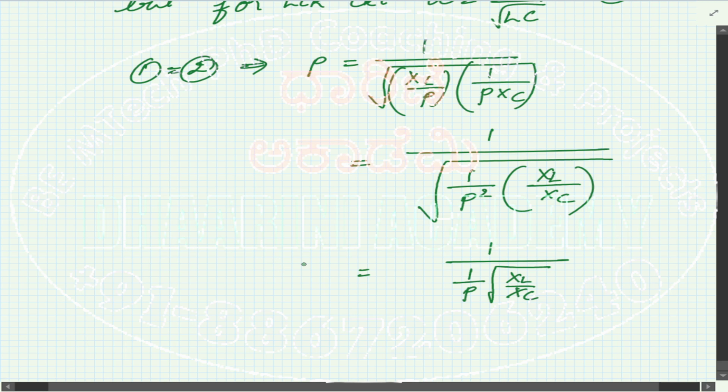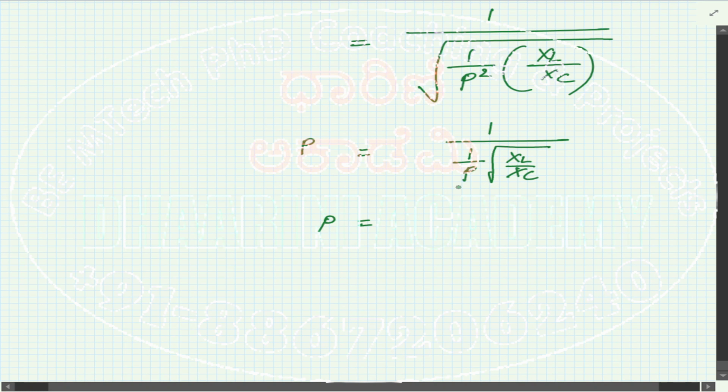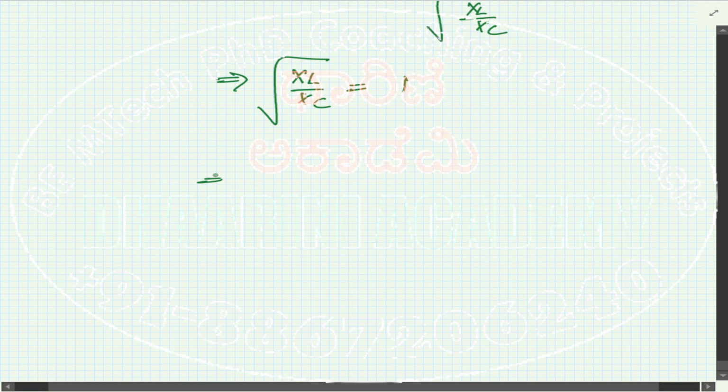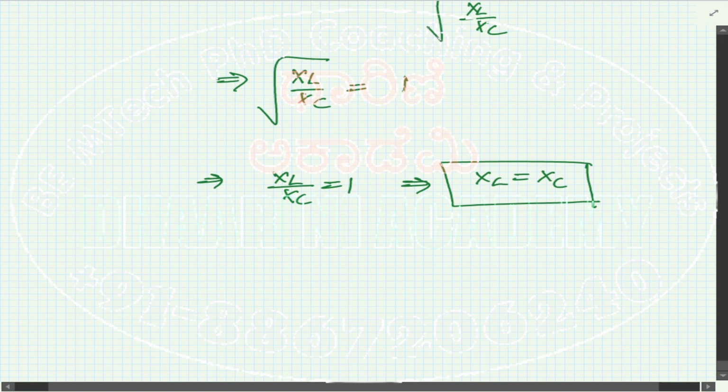On the left hand side I still have P, so P becomes equal to P divided by root of XL by XC, as the 1 by P in the denominator goes to the numerator. This cancels, so it is left with 1 on the left hand side. Taking the square root of XL by XC to the numerator, you get 1. Squaring both sides, XL by XC is 1 itself, so this implies XL is equal to XC. This is one condition for resonance in the LCR circuit.